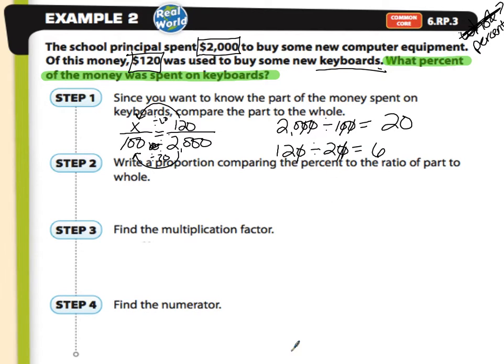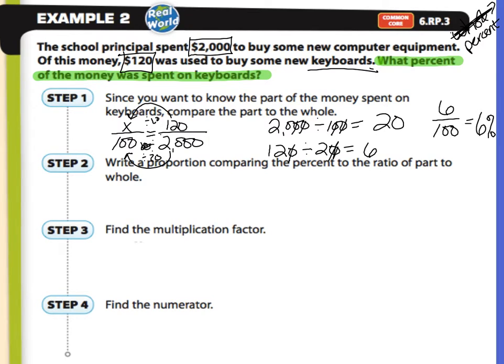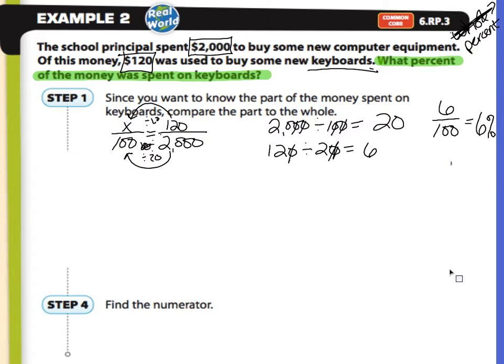All right, so then in this case, 6%, because this is 6 out of 100, is 6%. Okay, so 6 out of 100 is 6%. So that was how we solved using a proportion. And I'm going to move the rest of this out.